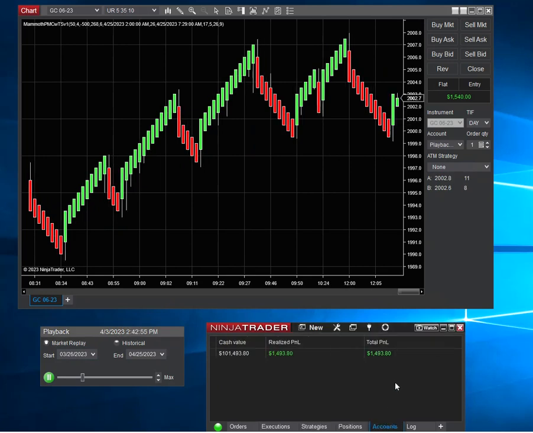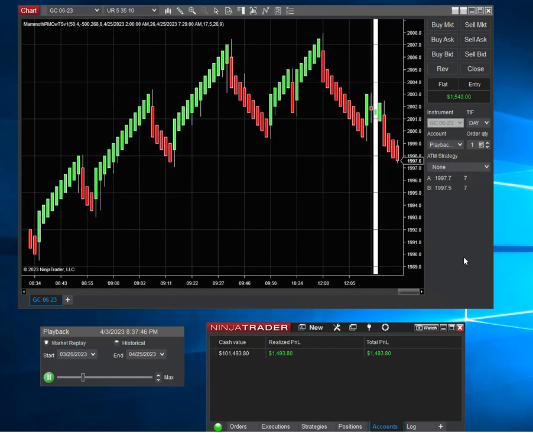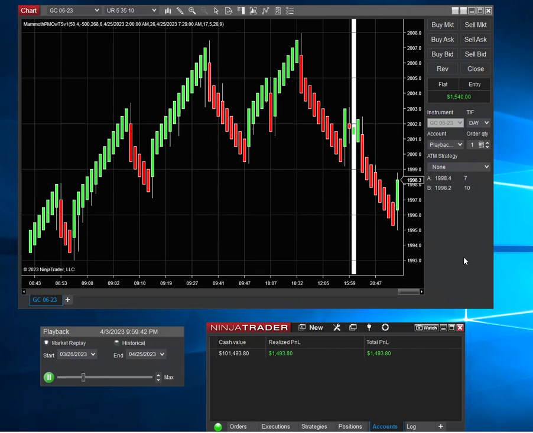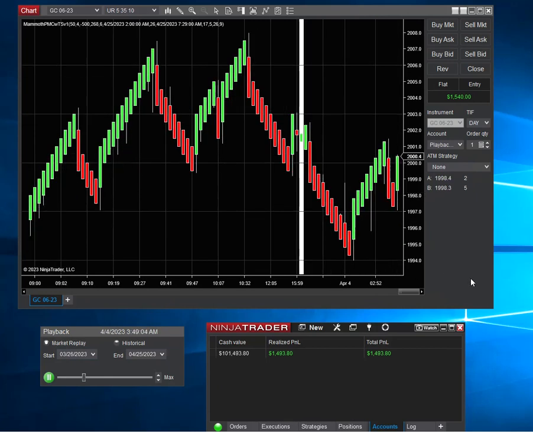So far, we have a realized P&L of 1493. I don't know if it's after commission. Yeah, I think it's after commission because right here is a P&L without commissions detected. Now is it the 4th? Yes.